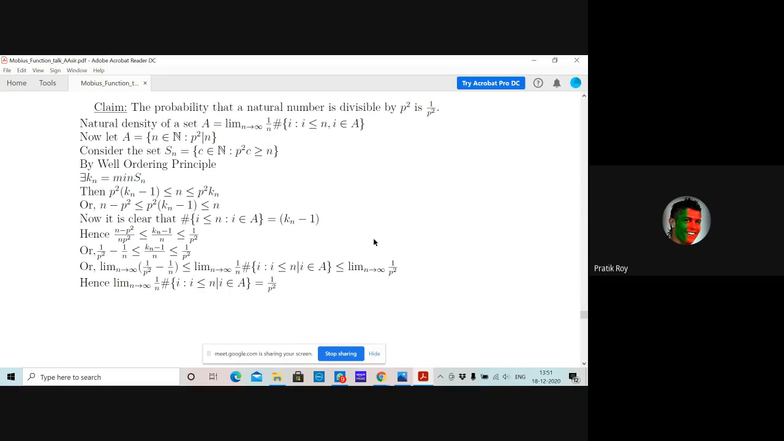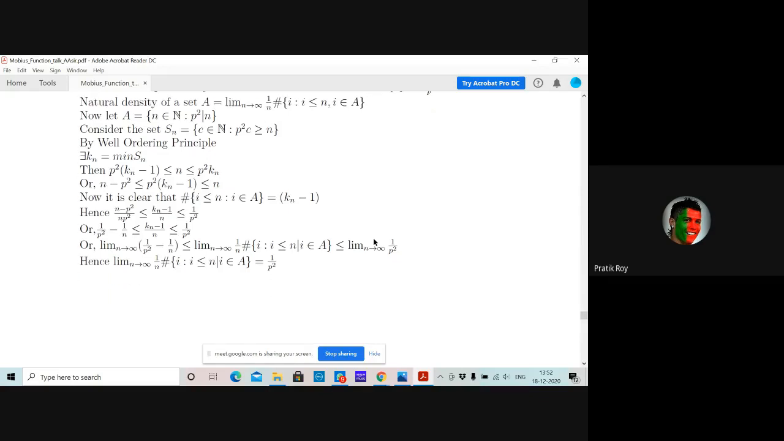And that is what we have defined as natural density, right? So the natural density of this set, that is the set of multiples of p square, is 1 by p square. That is, the probability that a random number picked from the set of natural numbers is a multiple of p square is just 1 by p square.